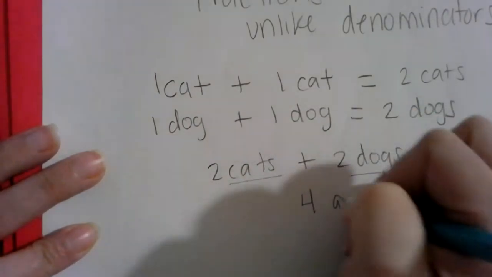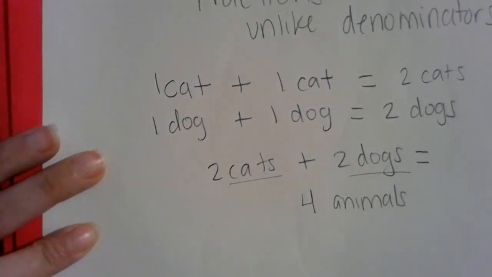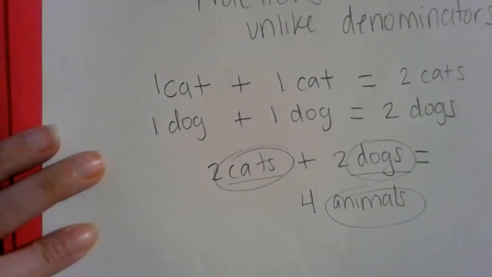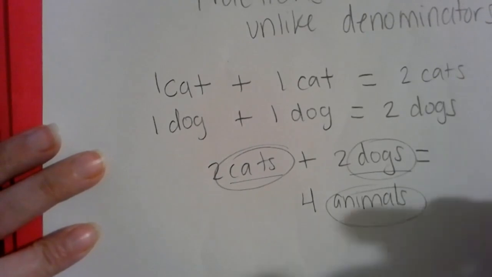So four animals, four pets, four furry creatures, four mammals. But we would have to change this word, this label, in order to be able to add them together. It's the same thing with fractions. If your denominator is not the same, you're not talking about the same size unit, so therefore you can't add them together. So let's go about, well, how do you do it then? How do you solve those kind of problems?